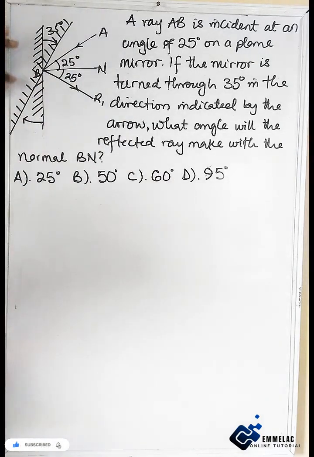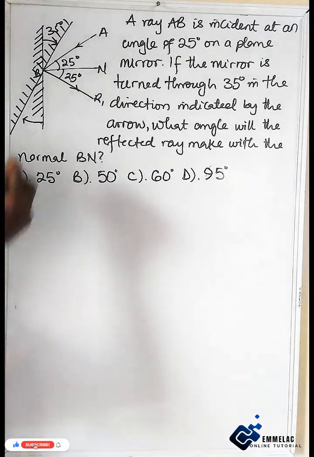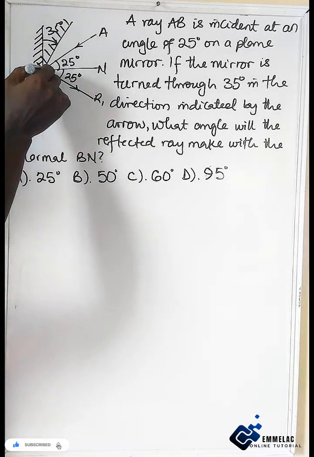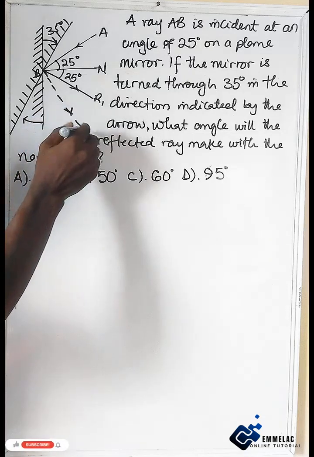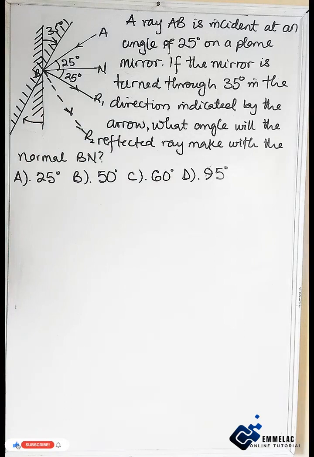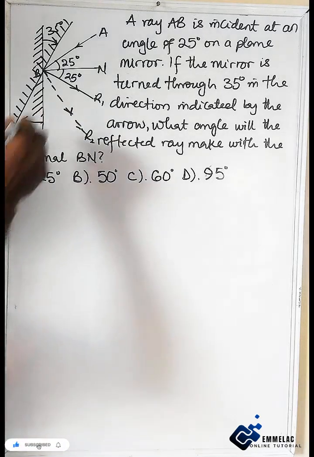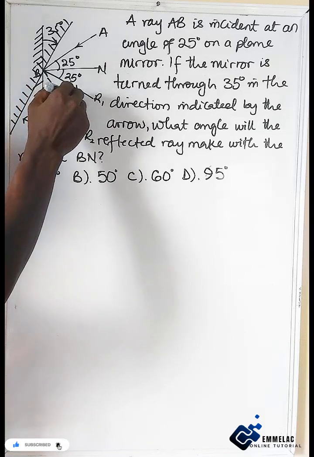Now as this mirror is being turned this way, it is expected that the reflected angle after a mirror is turned at an angle theta is twice the angle. Now take note, as this mirror is being turned, we then shift to, let's say, this side. Now here is R2. Here is R2, and at this point this angle here becomes what?